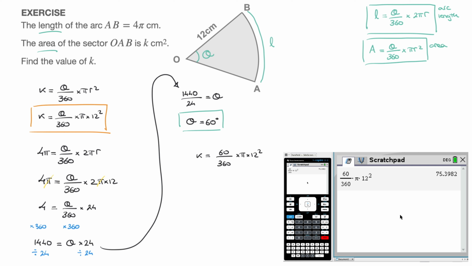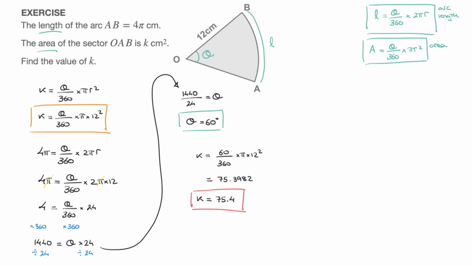And we're done. Copying what I see on the calculator, I can state that k is equal to 75.3982, or rounding to 3 significant figures, k equals 75.4. And that's the final answer. And there we go. That's it for this exam style question on sectors and areas.